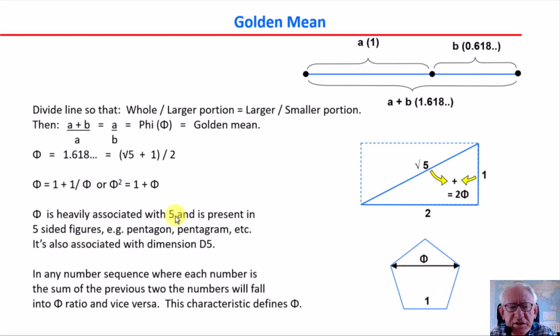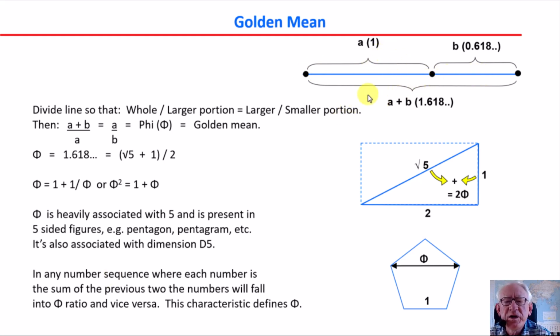Now, it's also heavily associated with 5. It's also associated with dimension 5, and this is of significance, as we'll see further on. Now, embedded in the definition of this ratio is that each element is the sum of the previous two. In other words, the total length of this line is equal to the sum of the two inner portions. So this is baked into the definition of phi.